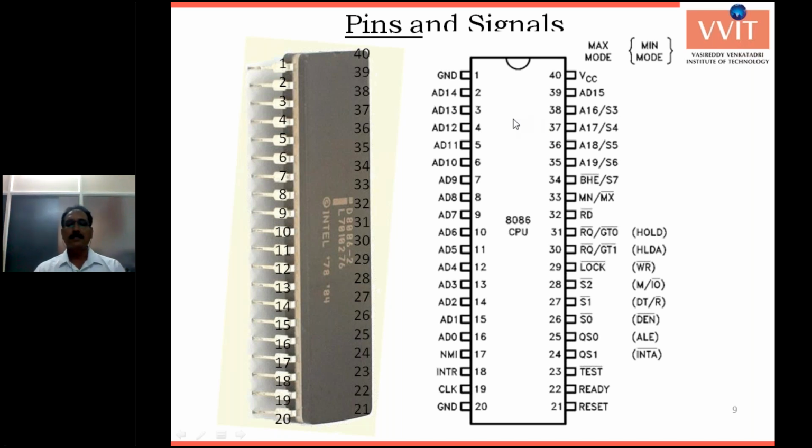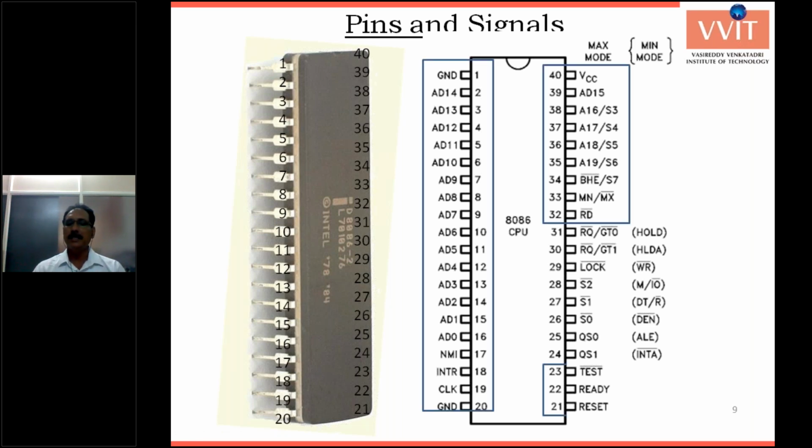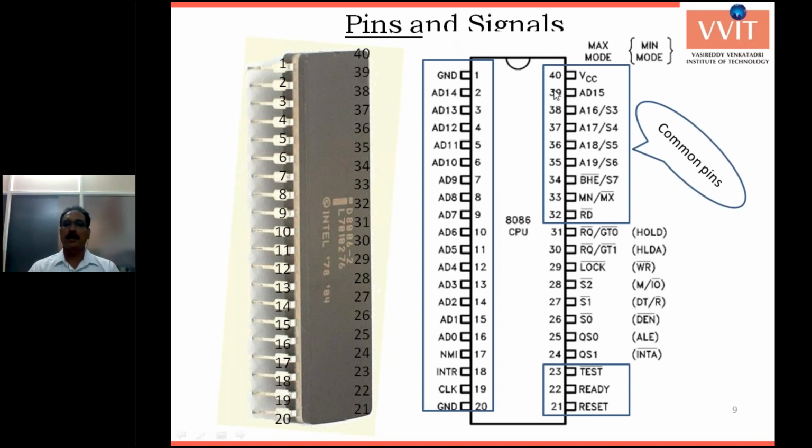The right side defines the pin diagram. The pin diagram is divided into three parts. One main part is indicated as the common pins, marked in blue, which are common to the minimum mode and maximum mode. And pins 24 to 31 are the bifurcation for the minimum mode and maximum mode.